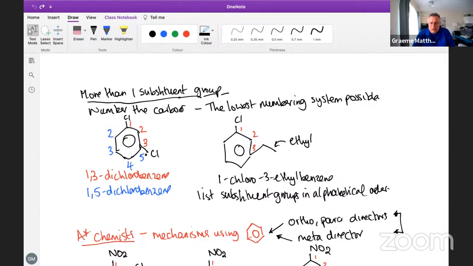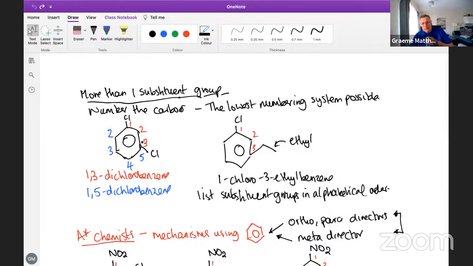So in red here, I put chlorine as number 1, because obviously one of them has to be number 1. And if I go clockwise, this would mean that the chlorine is in position 3, so this would be 1,3 dichlorobenzene. I didn't do it going counterclockwise in blue, because then you'd end up with 1,5 dichlorobenzene.